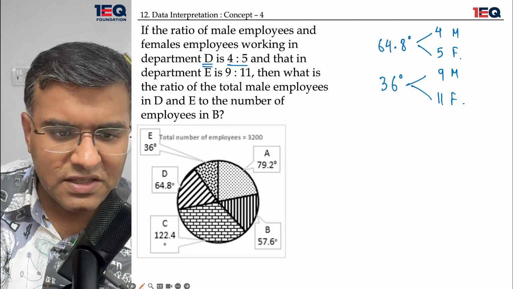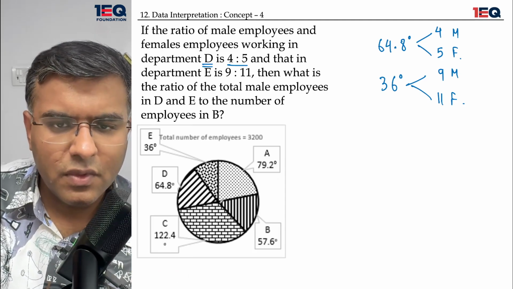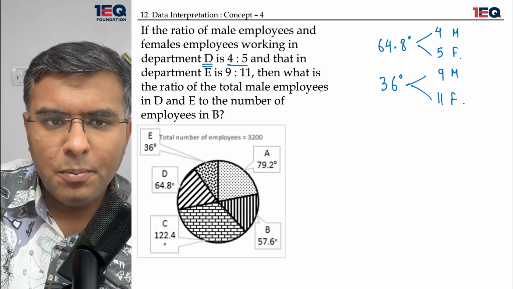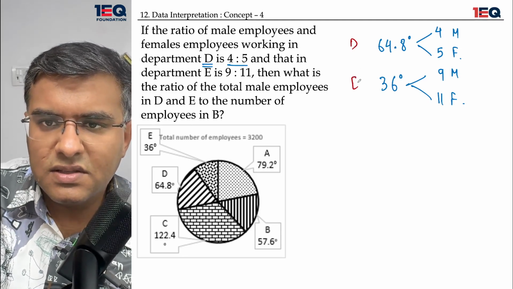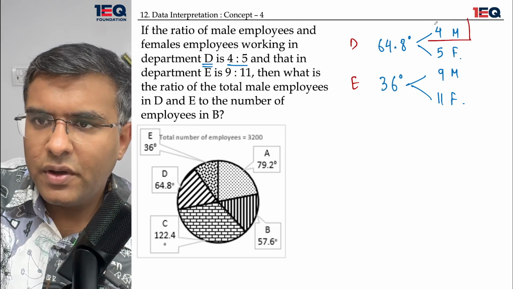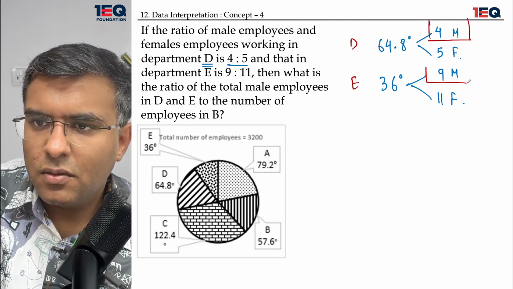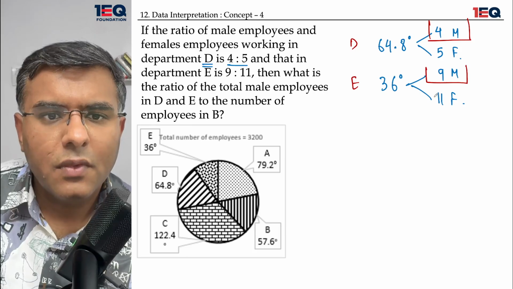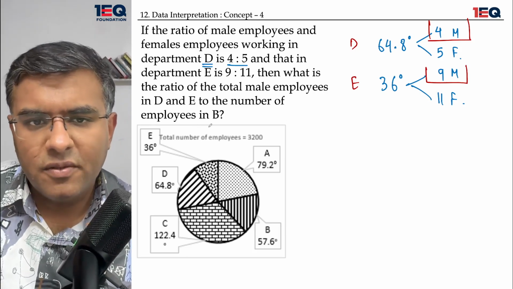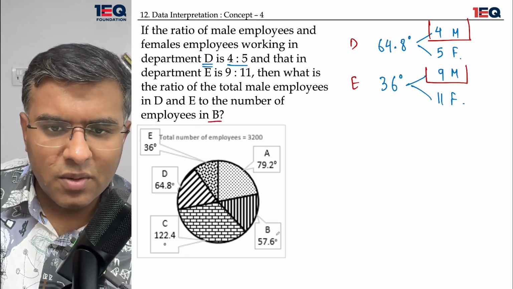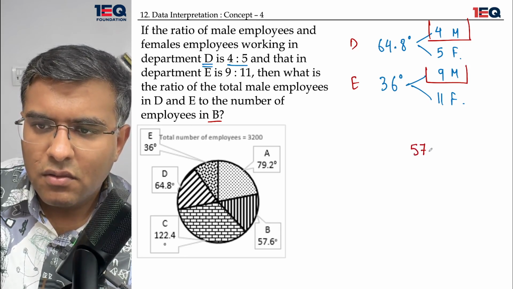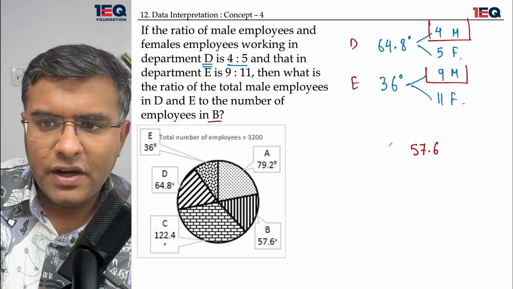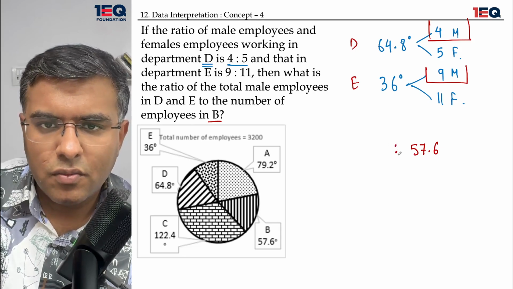I'll just quickly change my focus here. The focus is on male employees of D is to E. These are D, this is E. Male employees of D is to E, to the total number of employees in B. The total number of employees in B are 57.6, and we need to find out the ratio.